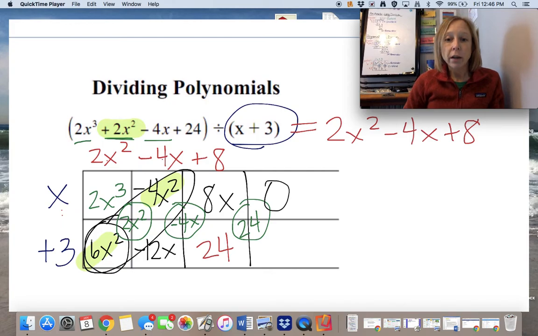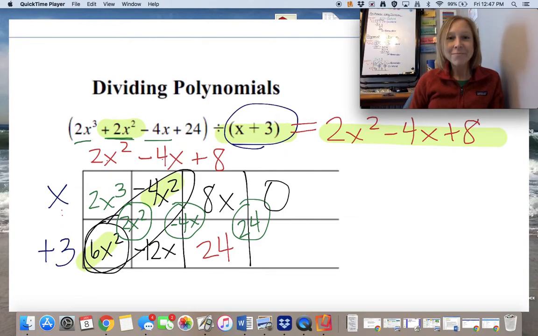The way we could check our answer is we could now go and try multiplying our answer by our divisor. And if we multiply those together, we should get the dividend that's at the beginning.